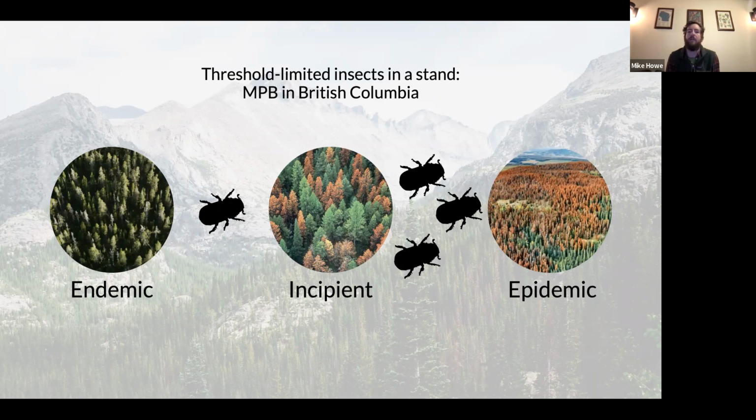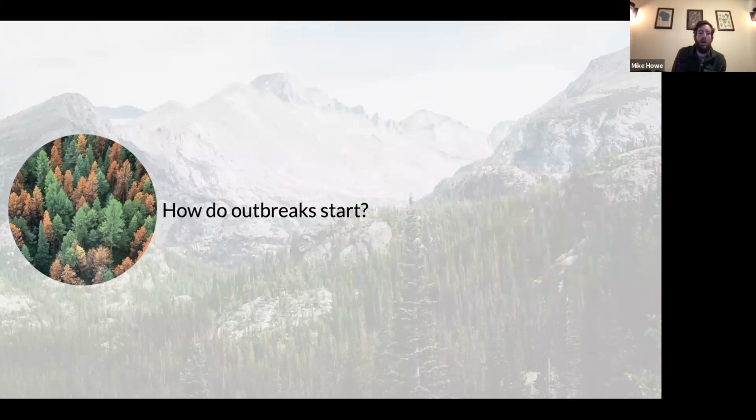If we think about these three population phases of eruptive bark beetles, it turns out that we don't have a very good understanding of how beetles go from their endemic to their incipient phase, especially for threshold limited species. Part of the reason for this is that threshold limited outbreaks don't occur all that often. And so you have to be in the right place at the right time to be able to look at the dynamics.